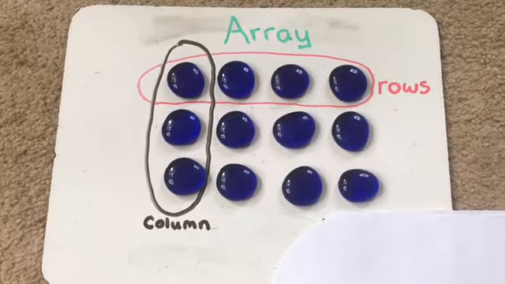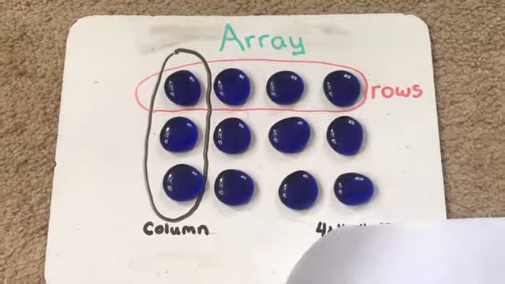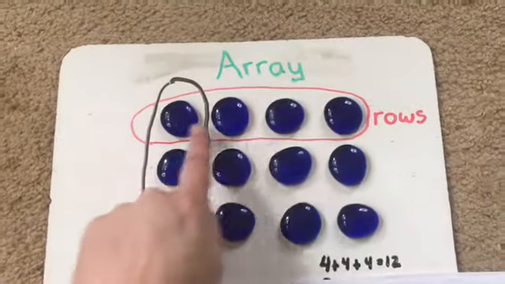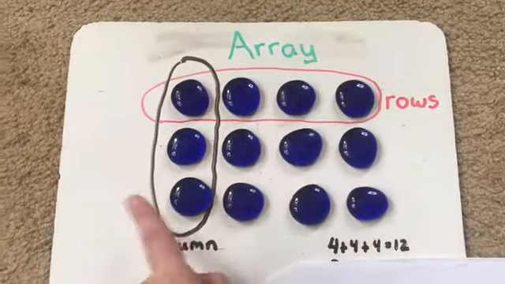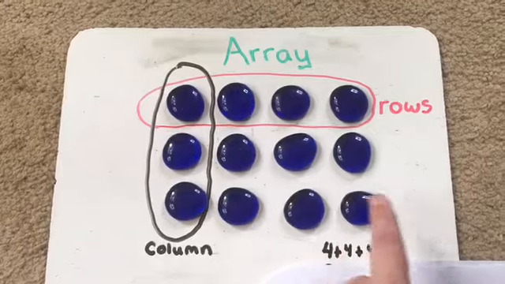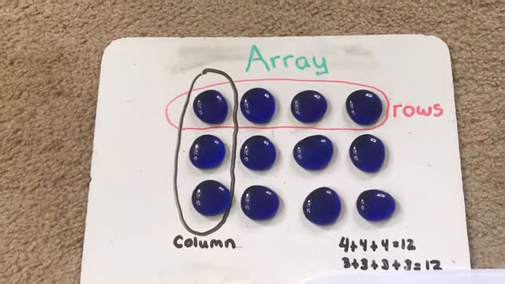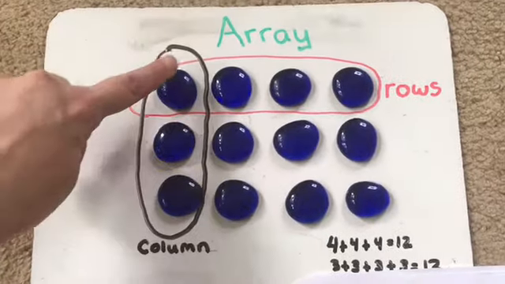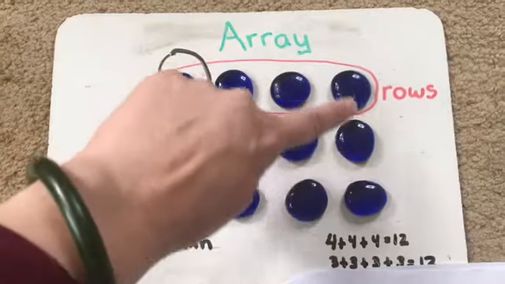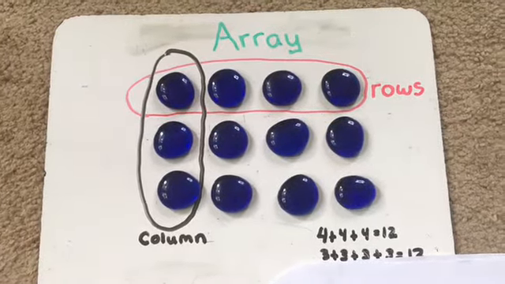So in this array, we can think about repeated addition. So if we were to look at the repeated addition, it would be 4 plus 4 plus 4. And 4 plus 4 plus 4 equals 12. We can also look at it as 3 plus 3 plus 3 plus 3. And that also equals 12.